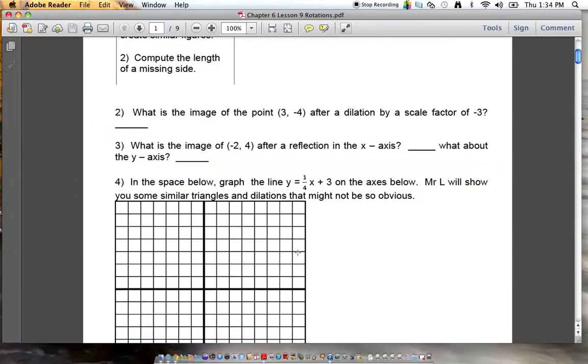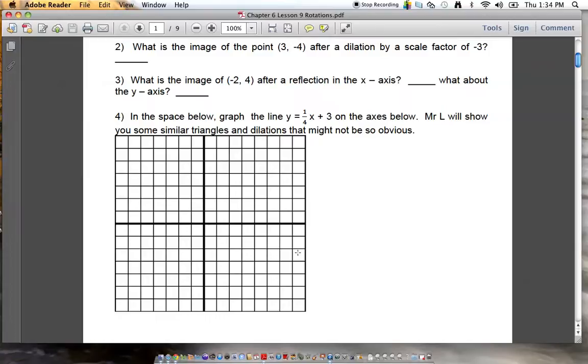Okay. Now, let's go through the questions that we have here. What's the image under a dilation? What operation did we just say we use for a dilation? Rich? Multiply. So the scale factor is -3, so I'm going to multiply both of those by -3. What's 3 times -3? Hey, -9, good. And what is -4 times -3? 12. So I get (-9, 12).